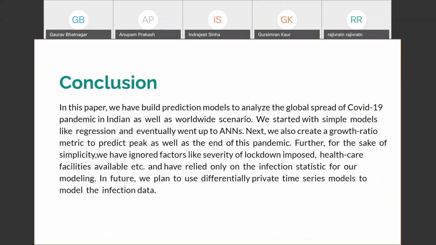So in conclusion, we have tried to build a prediction model to analyze the global spread of the pandemic in India as well as the worldwide scenario. We tried to use simple models like regression and ANN to avoid unnecessary computation. And we have also used the growth ratio metric for peak prediction.